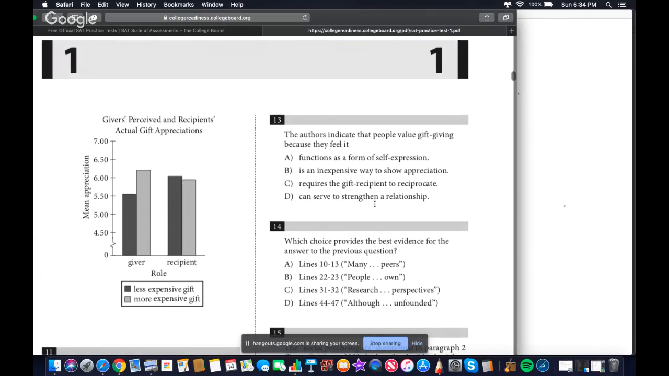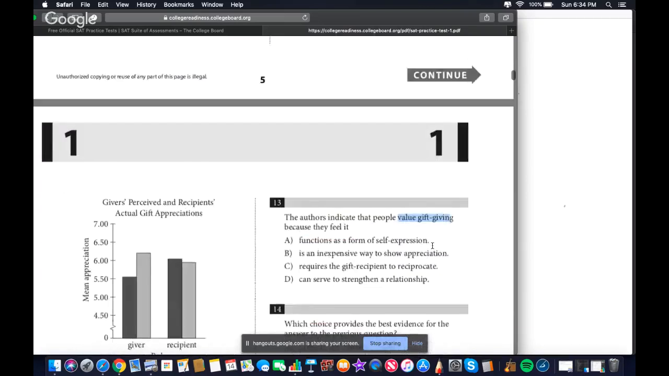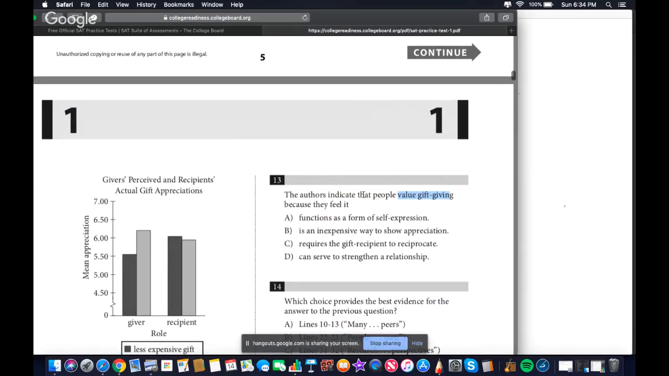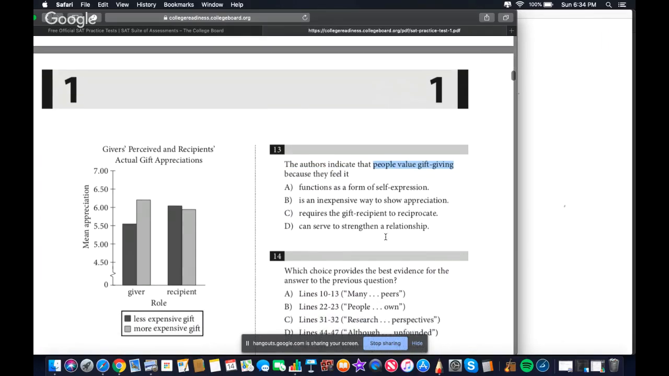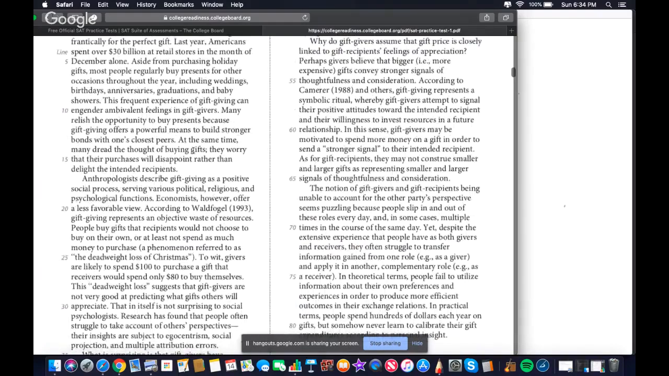And it's not always that easy. But these first lines definitely talked about the value of gift giving, right? It said up here, many relish the opportunity. That's what the author thinks, that many people relish the opportunity, value gift giving. And this idea of strengthening a relationship really clearly mapped on to build bonds with one's closest peers.